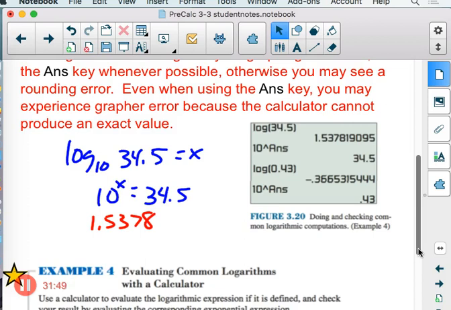And like I said, occasionally, even when you do that, you'll see, wait a minute, this didn't give me the exact answer right back. And it's just because the calculator has only so much space. So it's doing what it can do.